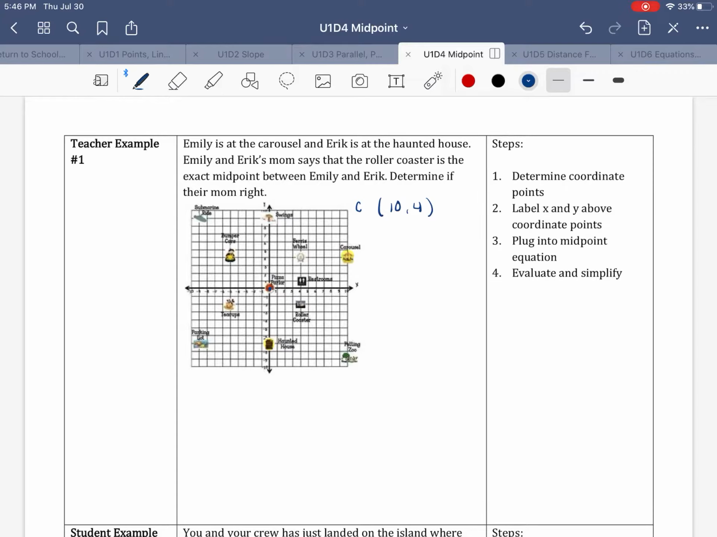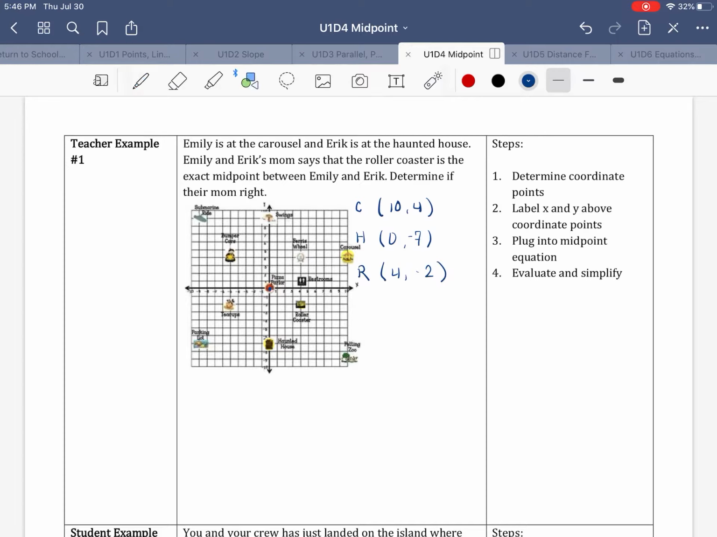Our haunted house, I'm going to label with an H, is at 0, and then it's going to be 1, 2, 3, 4, 5, 6, 7, -7. And then the roller coaster that Mom said was exactly at the middle is right there. So I'm going to use R for roller coaster, and that's at 4, and then down 2.